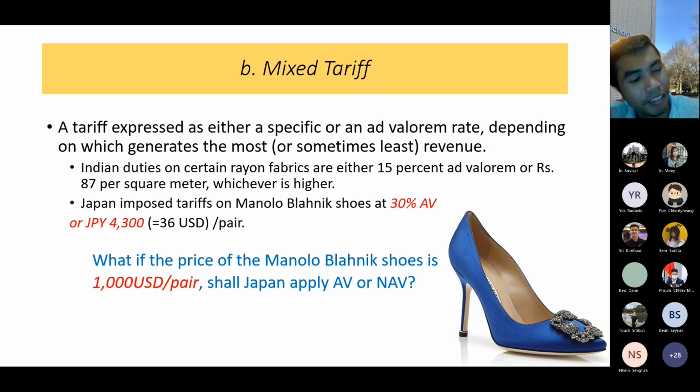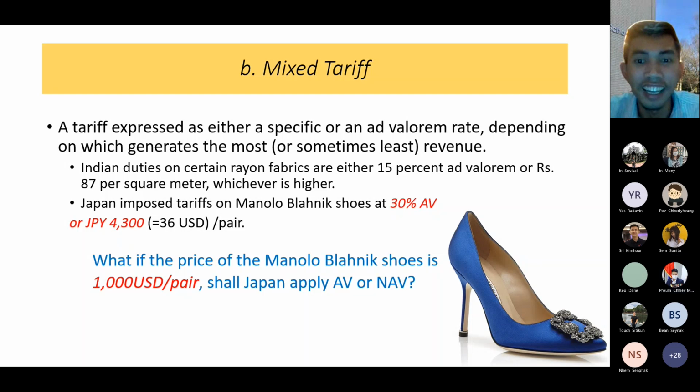So which one? Easy. Specific, teacher. Why specific? Because it's $87 per square meter, so it's higher than 15%, which will be only $15.